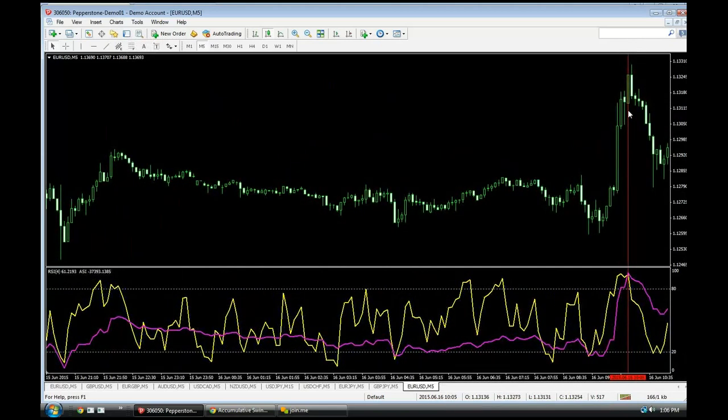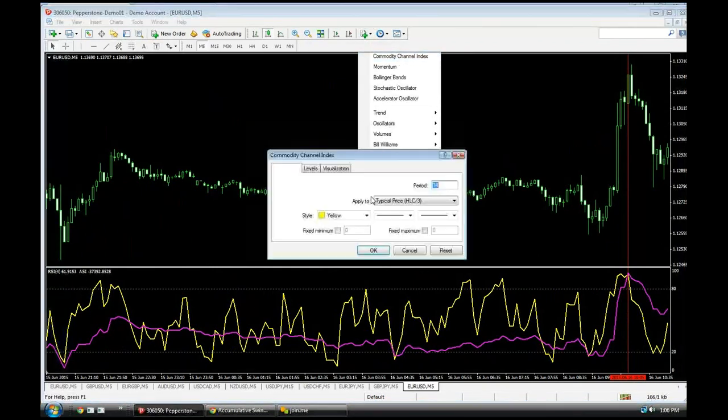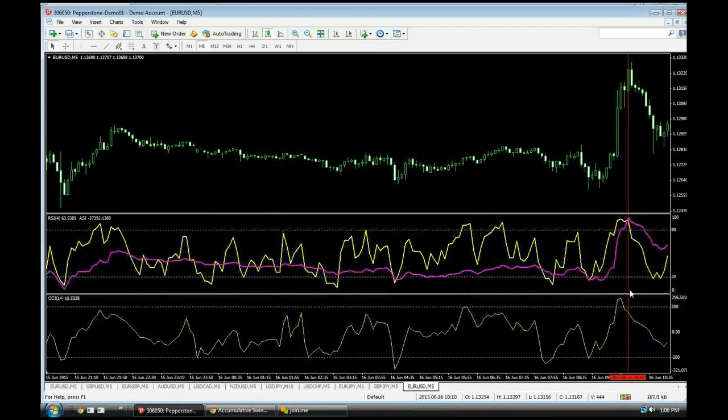Here's a very good example. I know if we added on, for example, the CCI, yeah, see, it was also pretty much in the overbought area. Although the CCI does move a little bit quicker, as you can see there. Excuse me, it actually left the overbought area a little bit quicker than the RSI and the ASI.